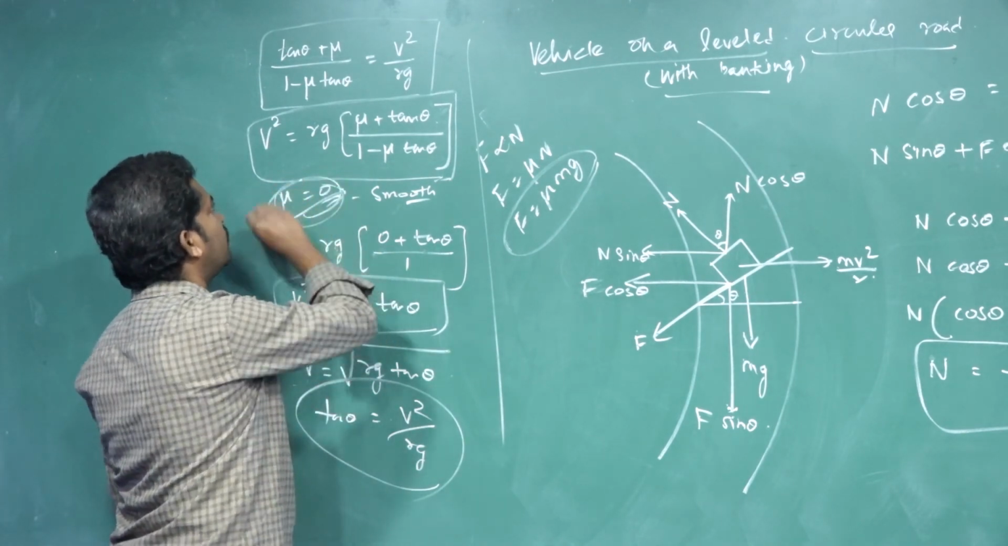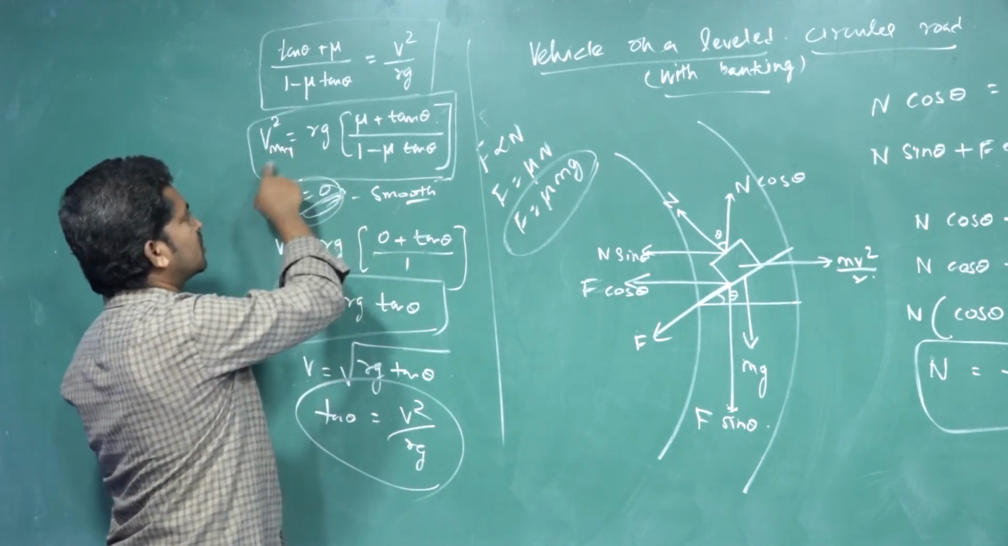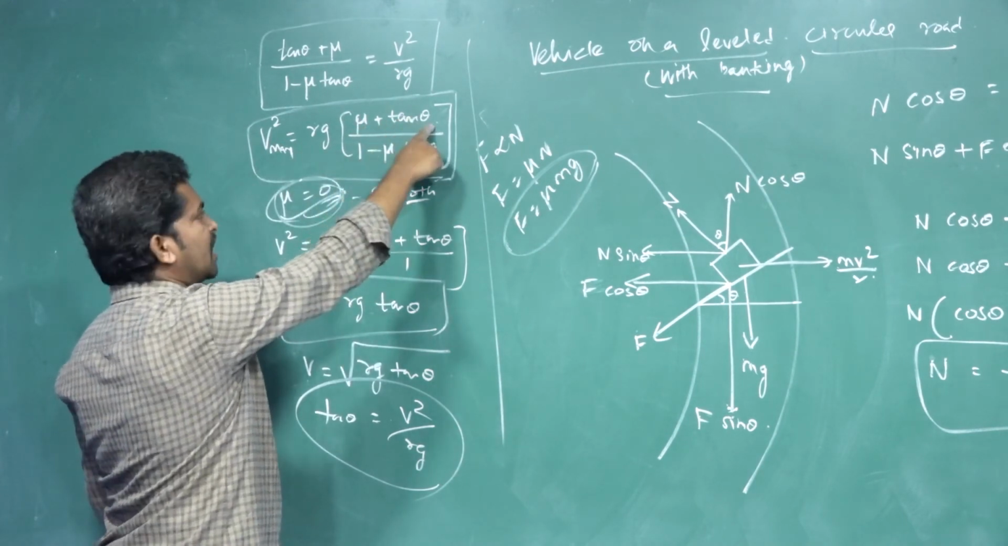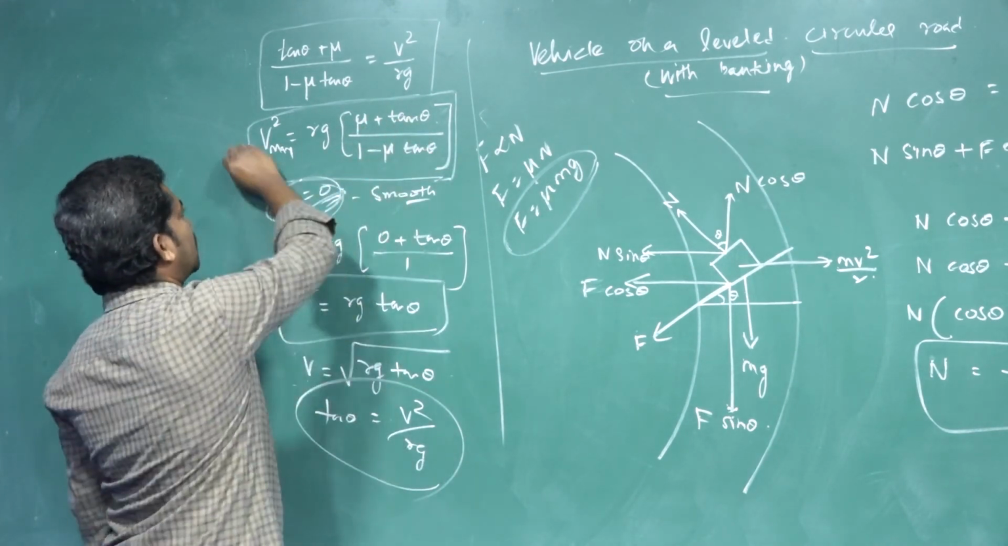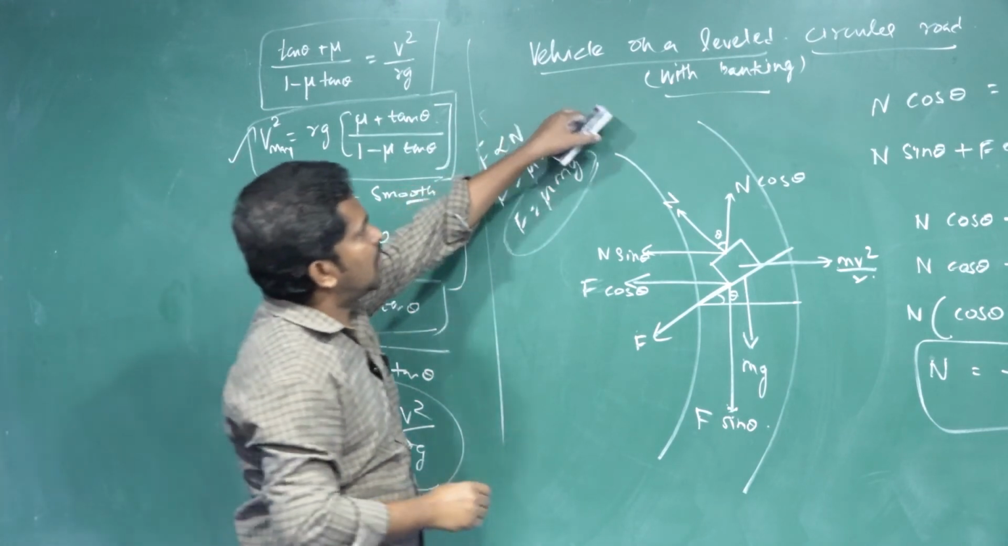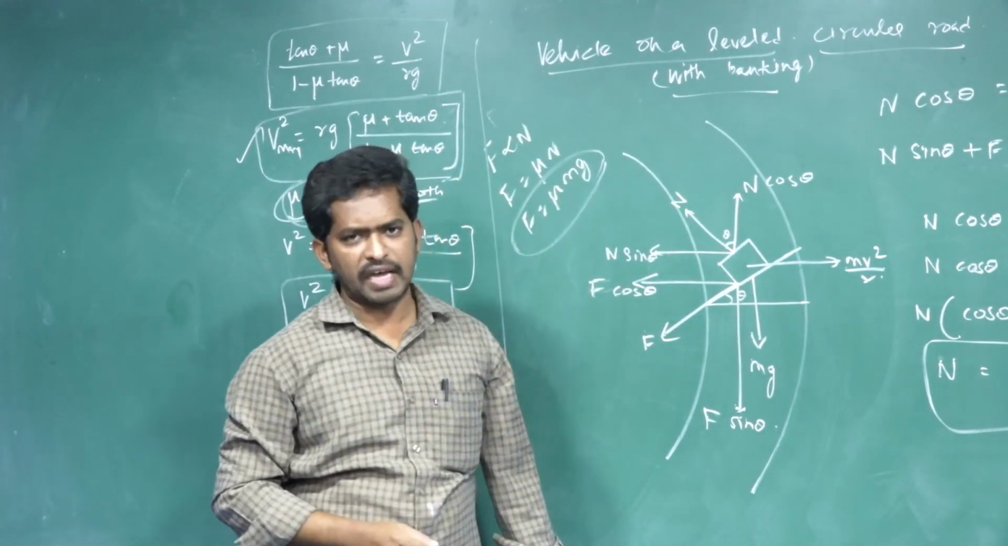If the surface is not smooth, you have a mu value. V square maximum is equal to rg times (mu plus tan theta) divided by (1 minus mu tan theta). This is the condition for a vehicle on a level circular road with banking.